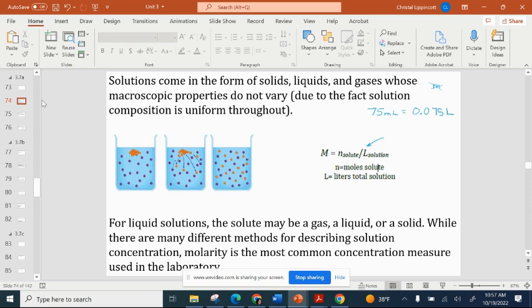For liquid solutions, the solute may be a gas, like in pop. You've got gas dissolved in there. That's your CO2 gas dissolved in a liquid. It may be a liquid dissolved, or it may be a solid, kind of like Kool-Aid or sugar in the mix. While there are different methods for describing solution concentration, molarity is the most common concentration that we use in the laboratory.